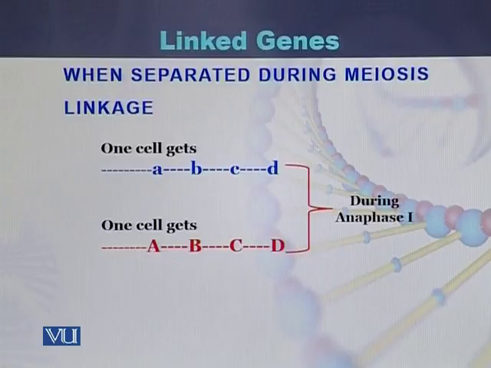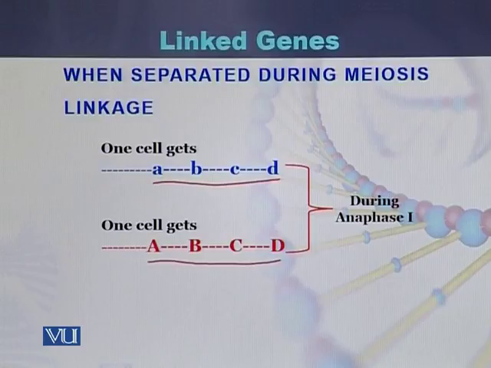So when they are separated during the process of meiosis, what is linkage? During the anaphase of meiosis, one set receives the A, B, C, D copy of chromosome 15, while the second set receives A, B, C, D. It means that there is no crossover between these genes. Here A can be considered gene 1, B gene 2, C gene 3 and D gene 4.